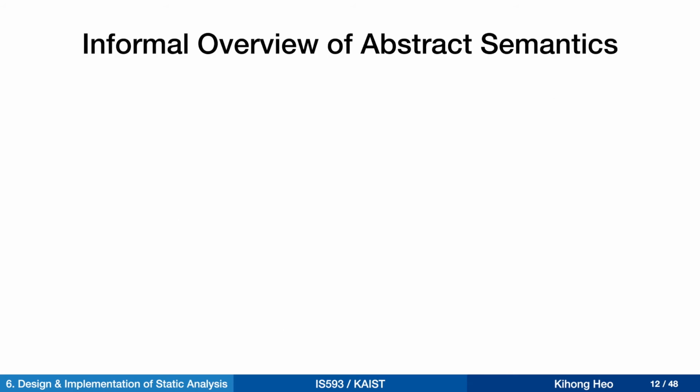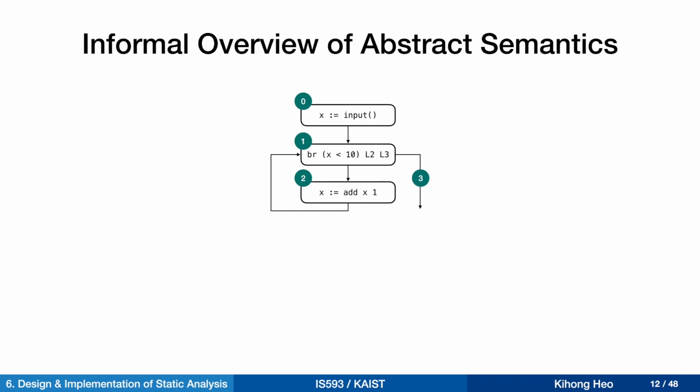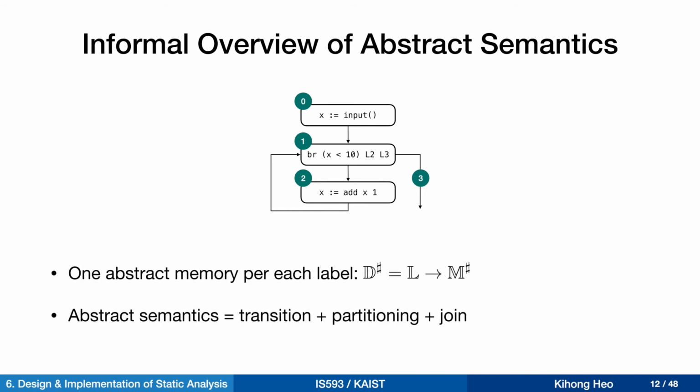So far we have designed the concrete semantics, and now we understand how the concrete transition works conceptually. Let me show you how the abstract transition works and how the abstract semantics is computed. Let's take a look at this same example. Here our goal is not to collect all the reachable concrete states, but to compute an abstract memory for each label. So the abstract domain D# will be like this. This is a mapping from labels to abstract memories. That means for each label we will compute a single abstract memory that subsumes all reachable concrete memories at that label.